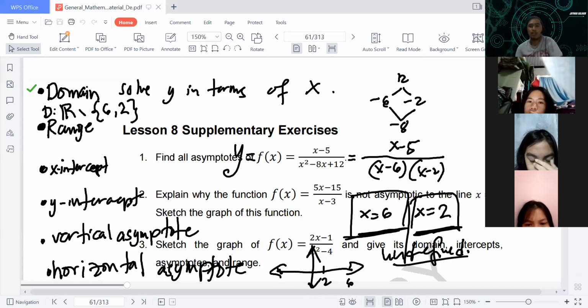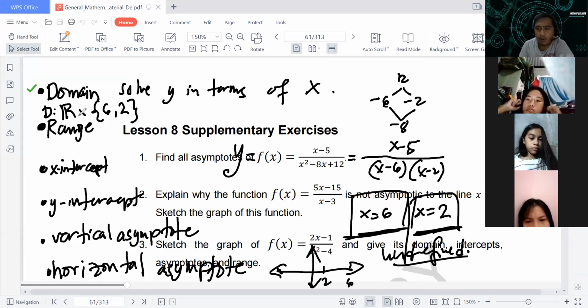Sir, asa ni pag-determine kanus-a siya ma-undefined? So the only way is to factor out your denominator just like what we did here, and you equate each factor to 0. That's why we get this 6 and 2. Okay? And remove that from the set of all real numbers, and that will be your domain. Klaro? Klaro ba, class? Is it clear?